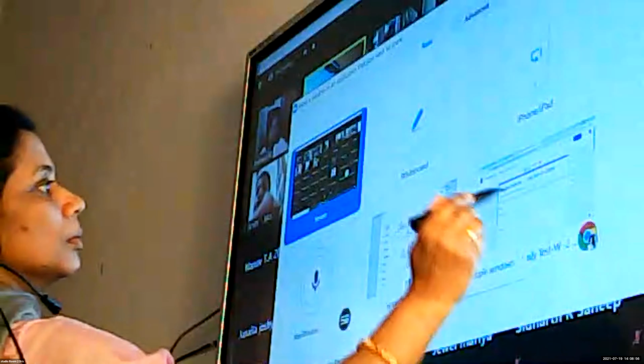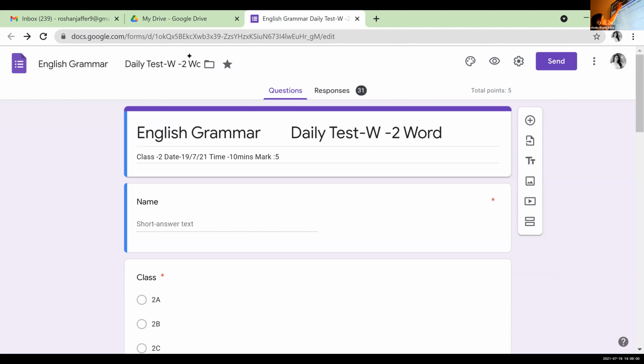All of you please have a look at it. Is this the question paper? You have got it? Yes or no? Please give me a thumbs up. And I wanted to see that all your audios are muted. Please mute your audios, all of you. Don't discuss the answers.